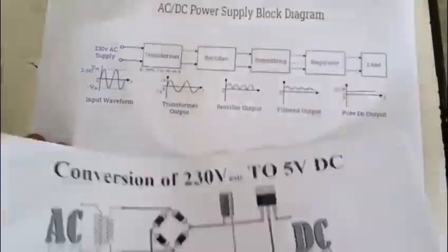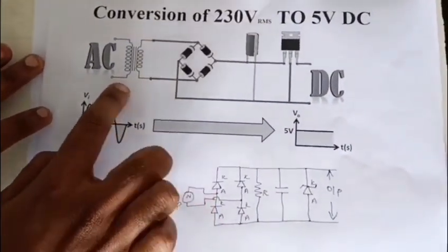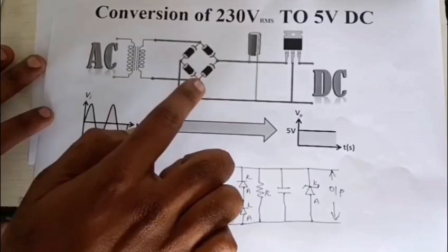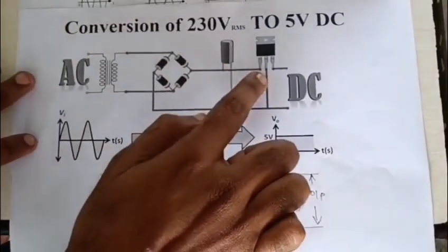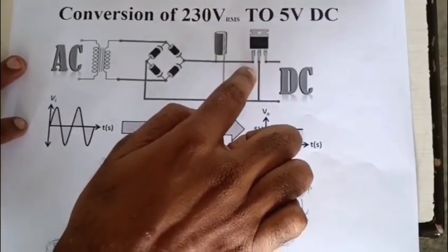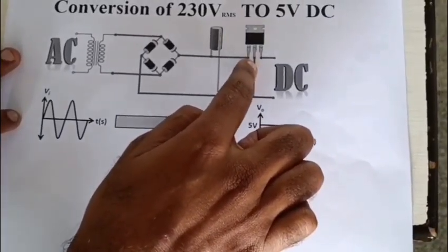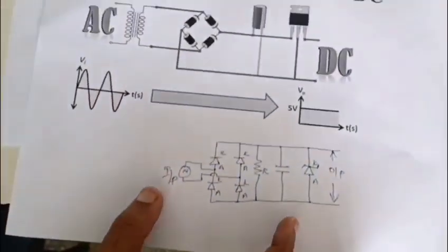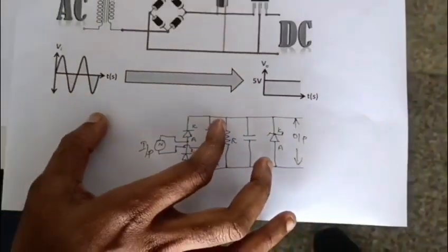And now we will see the practical circuit. Here initially we are having a transformer, then a bridge rectifier. With the help of the capacitor we are going to smoothen the waveform, and with the help of the 7805 we are going to convert the smoothened waveform into a regulated output DC waveform. This is the circuit diagram of the power supply.